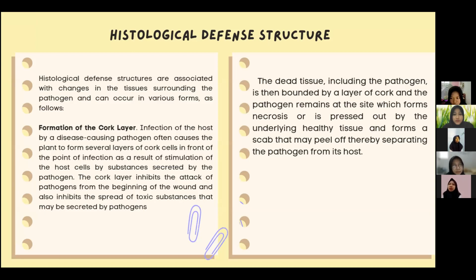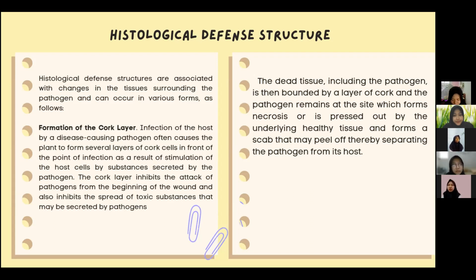Infection of the host by a disease-causing pathogen often causes the plant to form several layers of cork cells in front of the point of infection as a result of stimulation of the host cells by substances secreted by the pathogen. The cork layer inhibits the attack of the pathogen from the beginning of the wound and also inhibits the spread of toxic substances that may be secreted by the pathogen.